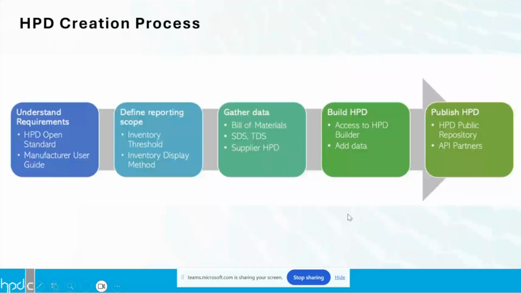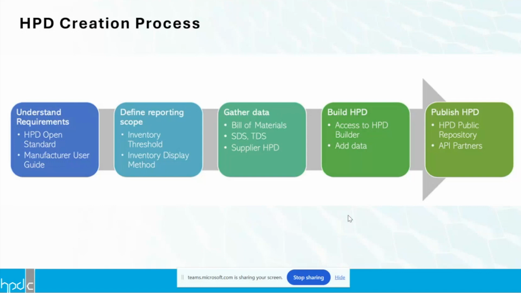So how are HPDs created? We can set 5 stages in the process of creating an HPD. First, you have to review the HPD Open Standard and our resources to understand the requirements. Then you will define the scope. What type of threshold can you report on? We'll go into a little more detail further on. And the type of inventory method that you would like to use.